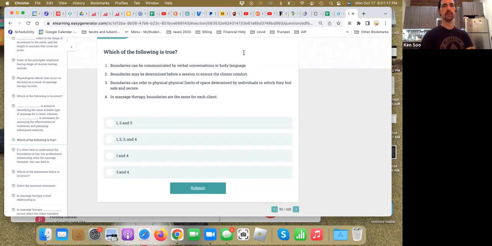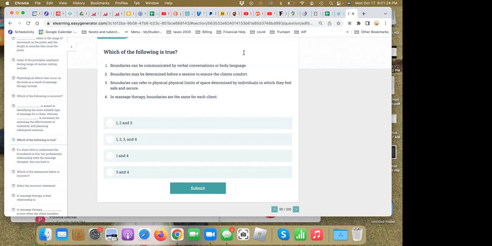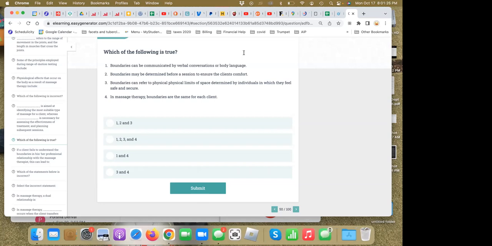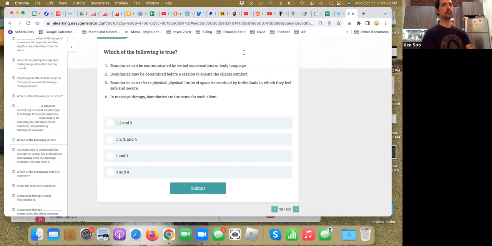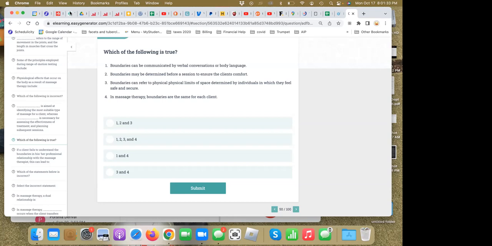Boundaries can be communicated by verbal conversations or body language. Is that true or not true? True. Boundaries can be communicated by verbal conversations or by body language. True or not true? No, they cannot be? Okay. Anyone disagree with that? I disagree. Yeah, okay. All right, let's keep moving though.